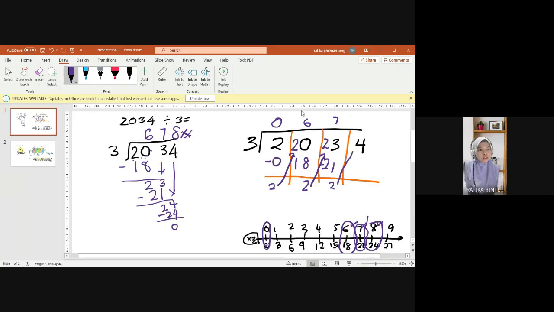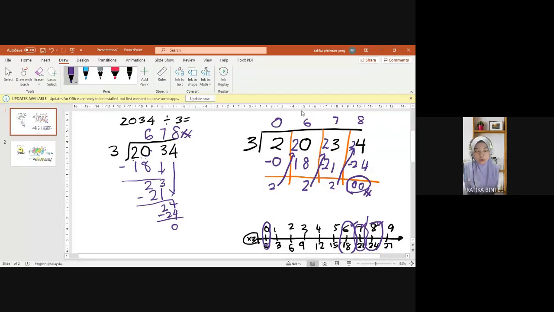And this number you bring it up, you have 24. So 8 kan? Okay, minus 24. So you have 0. The number at the end, the product that you subtract at the end, this is the remainder.